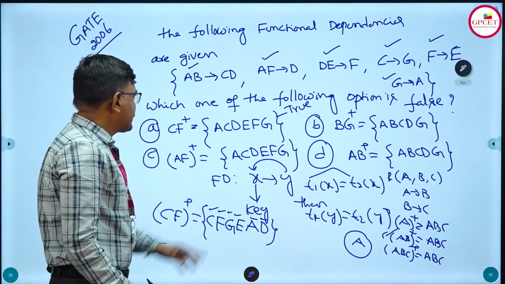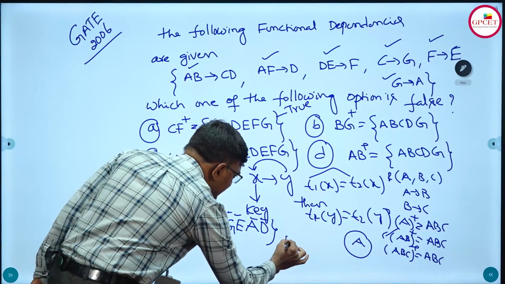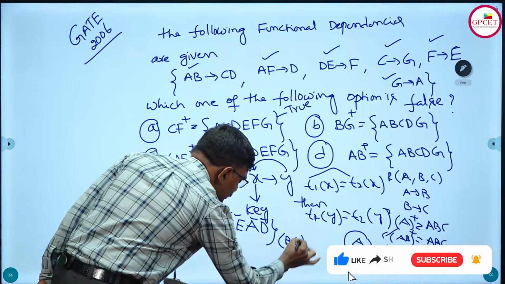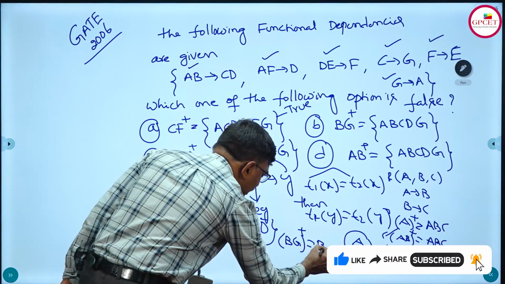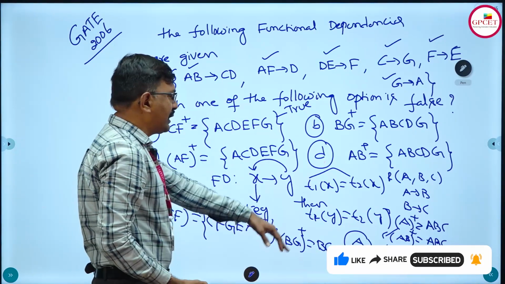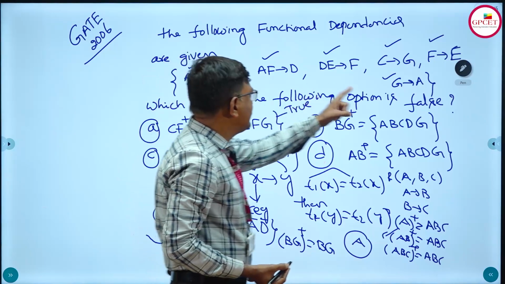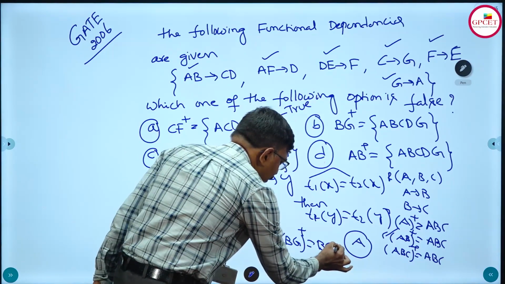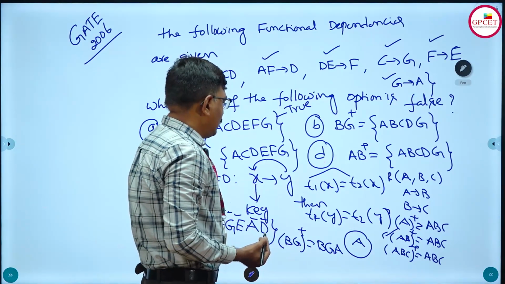Right. Observe here, the second option. What is the second option? BZ closure. What is the reflexive property? First, BZ. Simply we can write BZ. Observe here, G derives what? A. G tends to A.